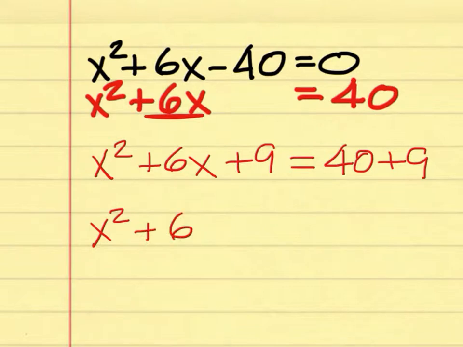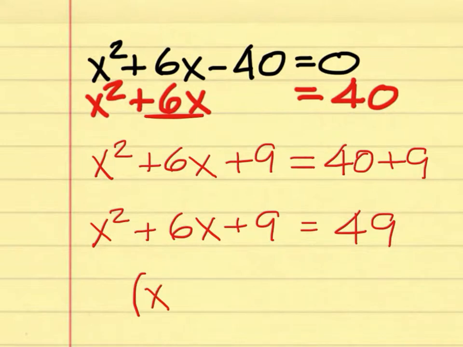Simplify the right side. 40 plus 9 is 49. At this point, you should have a perfect square quadratic expression on the left-hand side because you have just created it by taking half of 6, which is 3, and squaring it to make 9. There and there, and we added it to the other side as well. Therefore, you should have x plus that 3, which was half of 6. The quantity squared of x plus 3 will be equal to 49.